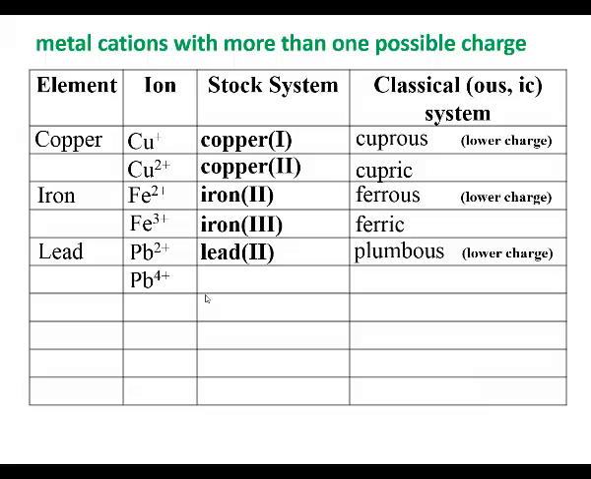Now, the other common charge state for lead is +4. So lead 4 with Roman numerals is the common new stock system naming. The older classical system would name this as plumbic. We have the ending with an ic.